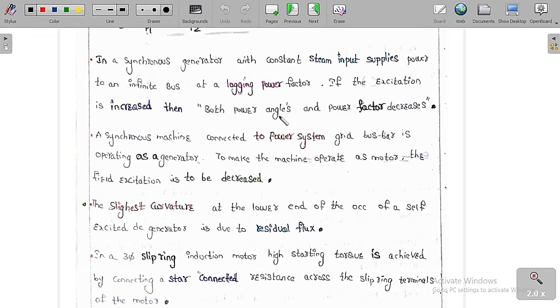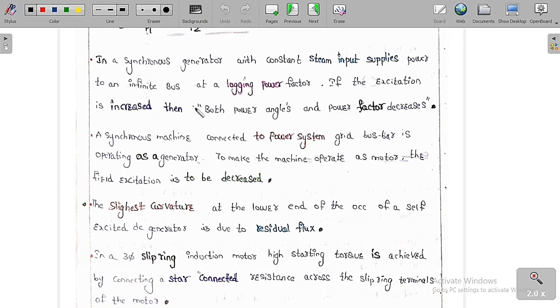If the excitation is increased, the power angle, meaning the angle between Ef and V, will change. P is equal to V into Ia into cos theta. P is a constant, V is a constant, so Ia cos theta is also constant. Therefore whenever the excitation is increased, Ia is decreased, delta is increased and the power factor angle decreases. So power factor increases. Listen carefully.